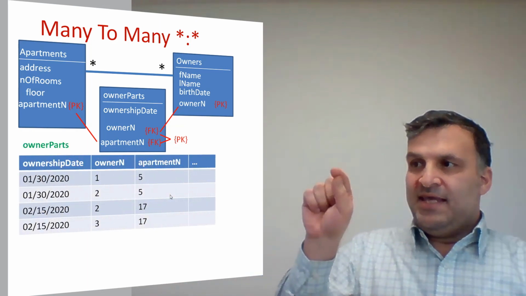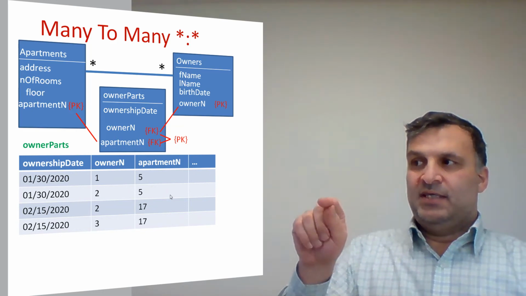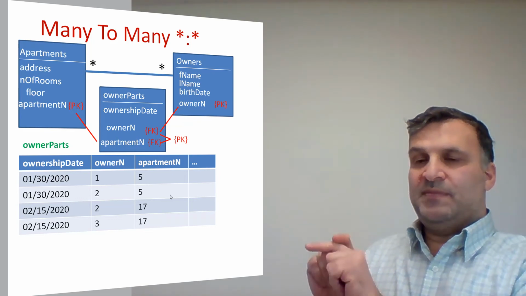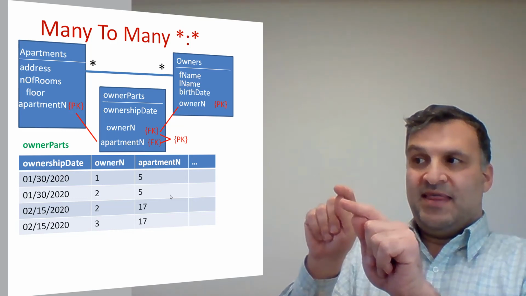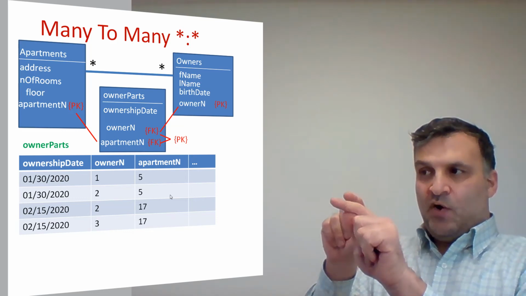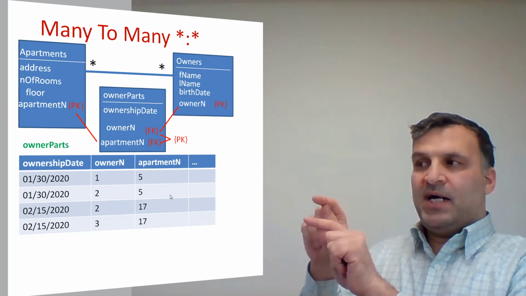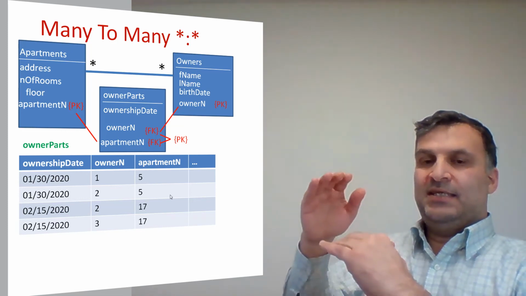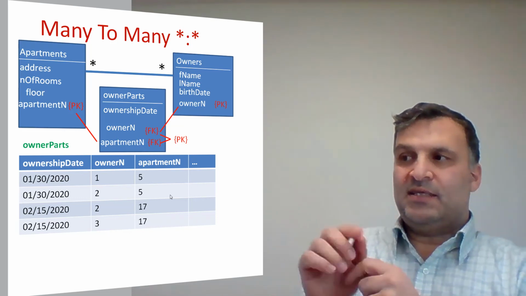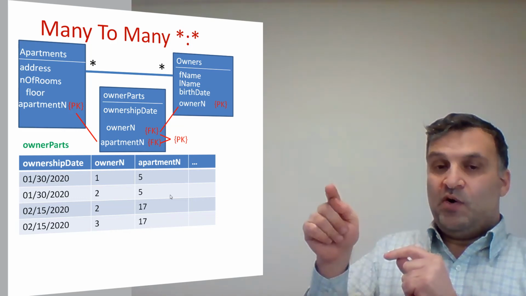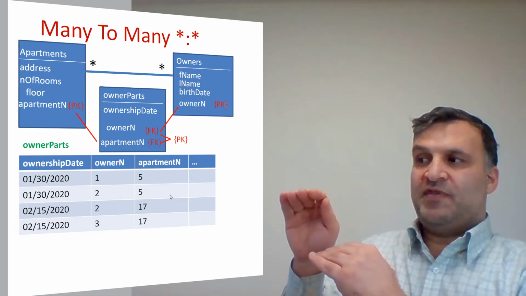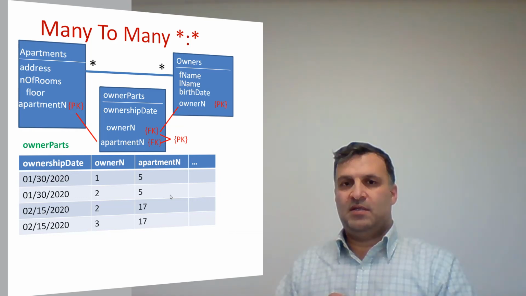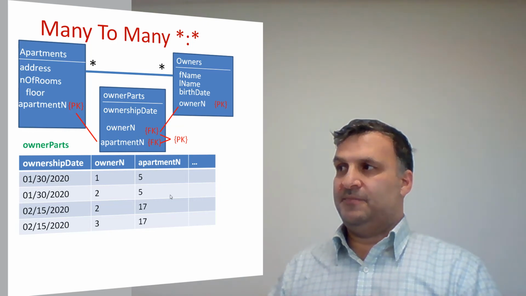For example, on the 30th of January, the owner number 1 had a part of the apartment number 5. On the 30th of January, the owner number 2 also had a part of the apartment number 5. So the two persons had this apartment at the same date. On the 15th of February, the owner number 2 had a part of the apartment number 17. So each line represents a part of the apartment. This is a very good solution for many-to-many multiplicity.